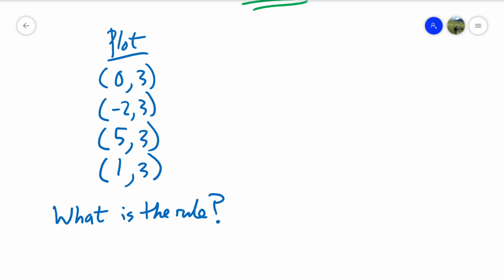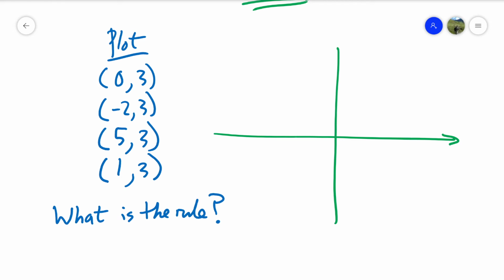Okay, welcome back. I'm going to draw a graph. I'm going to be quite lazy again. I'm not going to, well, let's do it. By the way, the rule is y equals 3. So if you're kind of happy, maybe you're going to move on. Maybe you want to watch me do it.